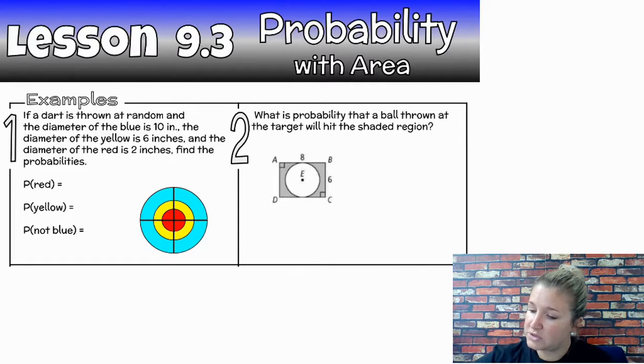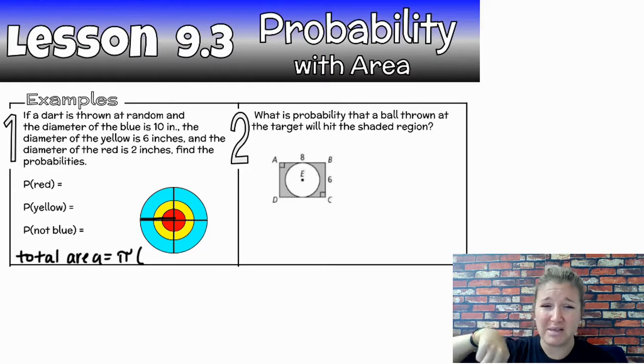So we're going to find the probability of hitting the red. That's the area of the red divided by the total area. Let's first find our total area because that's going to be our denominator every time. The whole thing is the area of the blue, so it's pi times 5 squared, because the diameter is 10, so the radius is 5. That gives me 78.54. We'll need that every time.